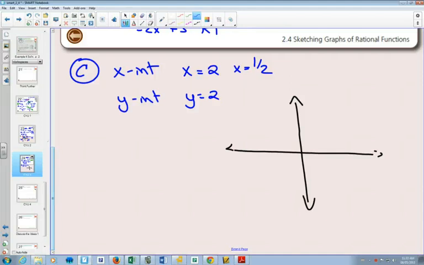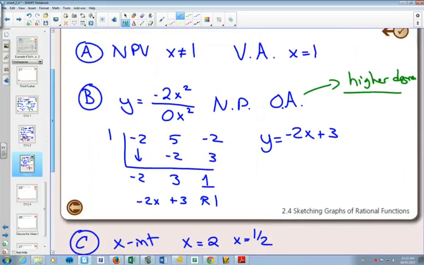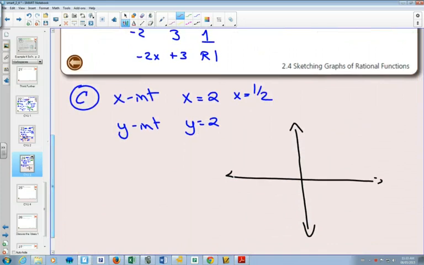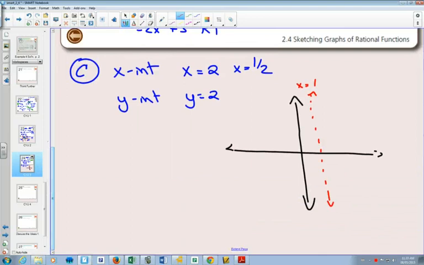Okay? Start by labeling our asymptotes. Go back up to A. We found out that there was a vertical asymptote at x equals 1. We had an oblique asymptote whose equation was negative 2x plus 3. So go to your y-intercept at 3. Slope down 2 over 1, down 2 over 1. There's our oblique asymptote.